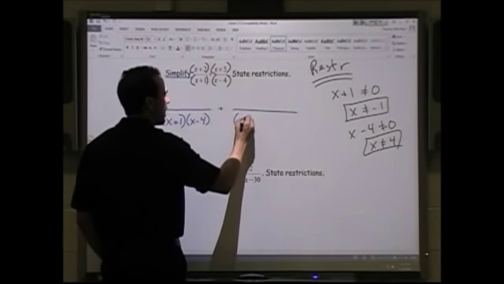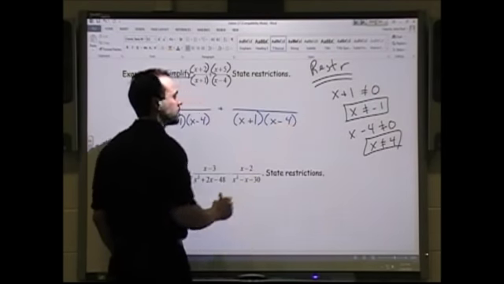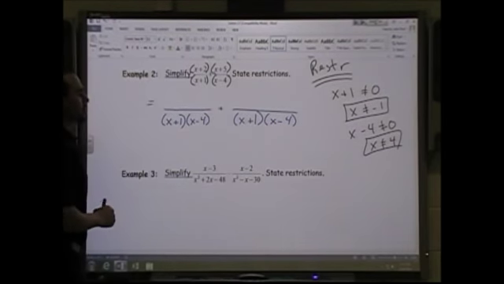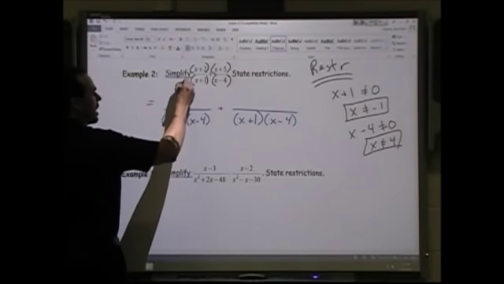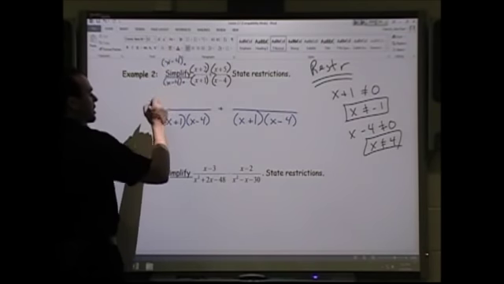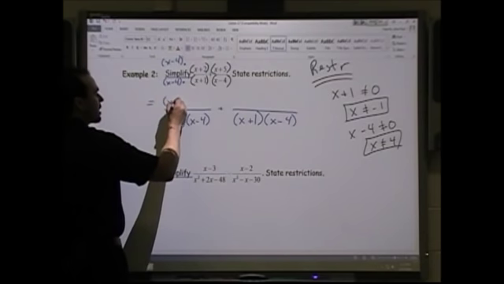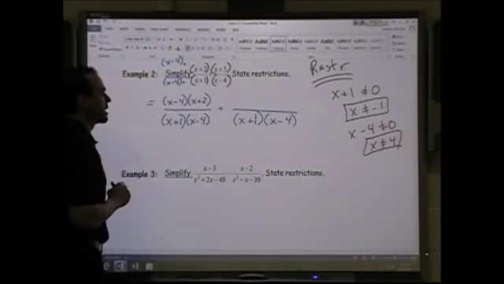That is the common denominator for both of these: x plus 1 times x minus 4. And then you ask yourself, how did I make this first fraction's bottom? Well, all I have to do is multiply by x minus 4. So I have to make sure I do the same to the top, multiply by x minus 4. So on the top, I'll have x minus 4 times x plus 2.